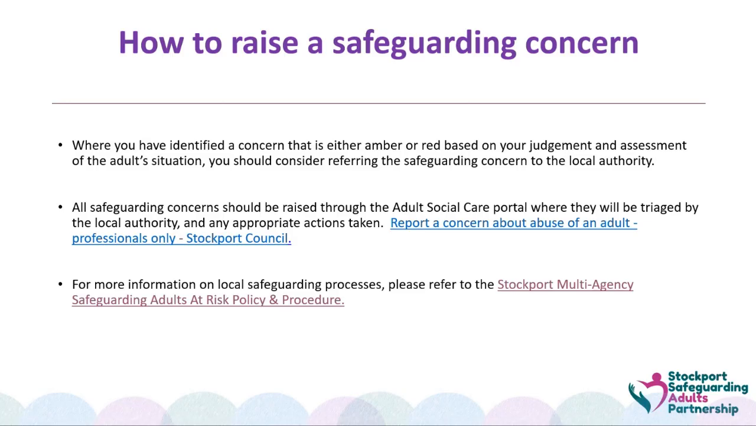So where we've identified that a concern is either amber or red based on your judgment and assessment of that adult situation, we should consider referring the safeguarding concern to the local authority. All safeguarding concerns should be raised to the adult social care portal, where they are triaged by the local authority and any appropriate actions and signposting is taken. There is a link there, and if you download the slides, you can click on that link and it will take you to the local authority portal.